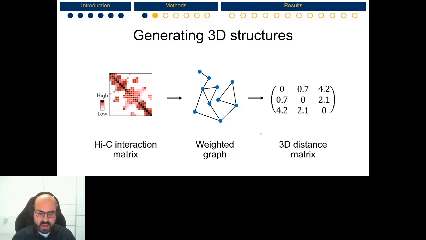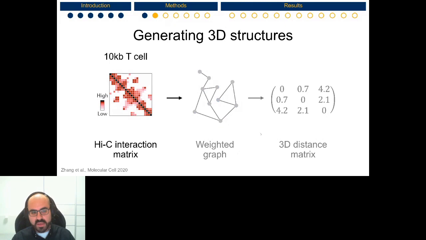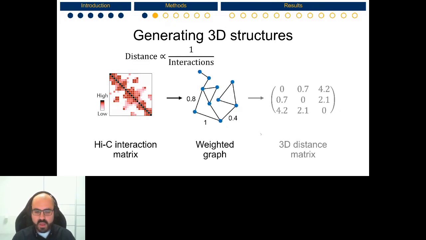So as I said, we began with a Hi-C interaction matrix. This was published in 2020 and generated from T cells in 10,000 nucleotide resolution. And so each chromosome was divided into 10,000 nucleotide regions. And here we have quantifications of the interactions between these regions. And so based on this matrix, we created a weighted graph where each node is a chromosomal region. Again, resolution of 10,000 nucleotides, which is a high resolution in Hi-C. So each node is a region, and each edge between nodes is the distance between them, where we assume that distance is inversely proportional to interaction, since regions that are far away from one another will interact less.